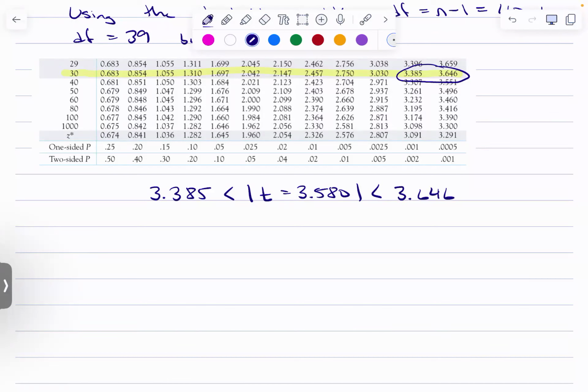Now, I seem to remember we have a one-sided test because I want to know if it's more than 30. So the one-sided p-value is going to be between something very, very small: 0.0005 and 0.001. Very, very small.